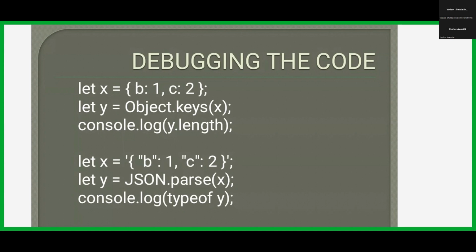Okay, so there's one variable, x, and it is showing some key value pairs like that, and there is another variable, y, and it is storing the object of x. See, what is an object of x? Actually, first understand what Object.keys is.